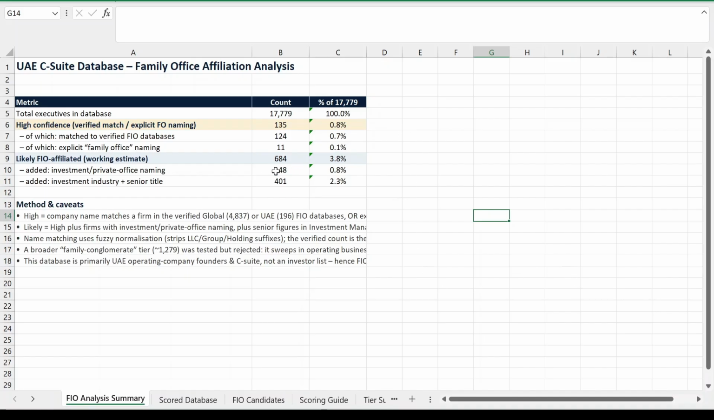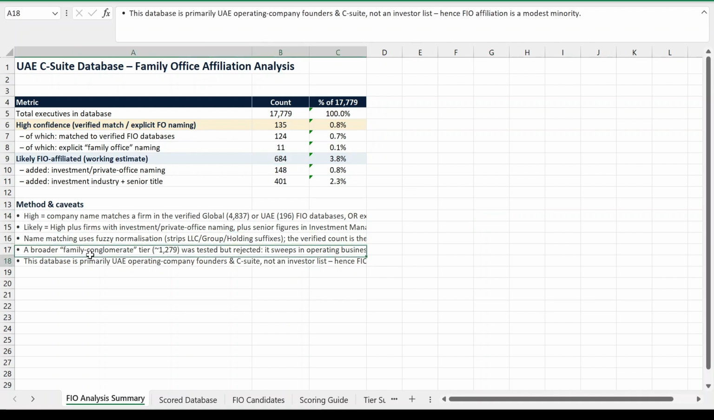First off, this is the analysis part. You can see here, total executives, we have 17,779. Of it, high confidence, 135. And you see here that likely, 684. And we've got some of the key components of how the screening was done. Again, it was done with a premium AI group, and we were able to really drill down and match up these two large databases. Keep in mind, this was paired with the UAE Family Investment Office database. That particular one has 772 pages of analysis and background. So it's a great database.